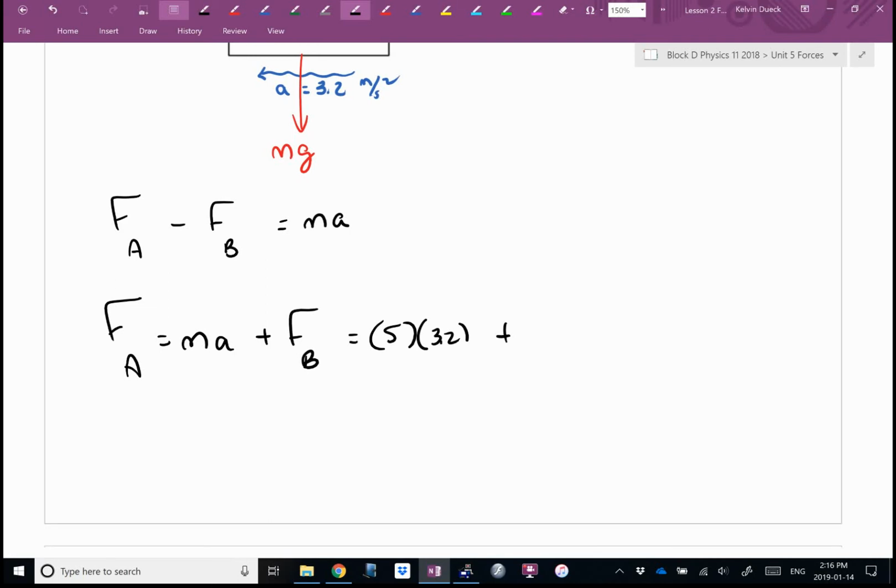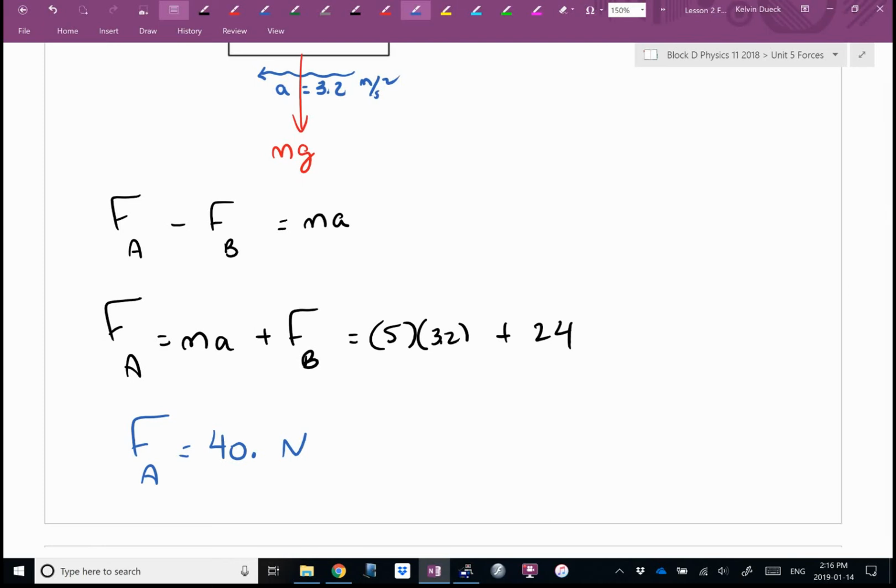Okay, are you with me now? Because you way overcomplicated that. You okay? Okay, good. What do you get? Oh, I can do this in my head. 5 times 3.2, that's going to be 15 plus 1, 16. 40 even? Double check me. Abe has to be pulling with 40 newtons. I put a dot just so I could say I'd gone to 2 sig figs, but you don't have to.